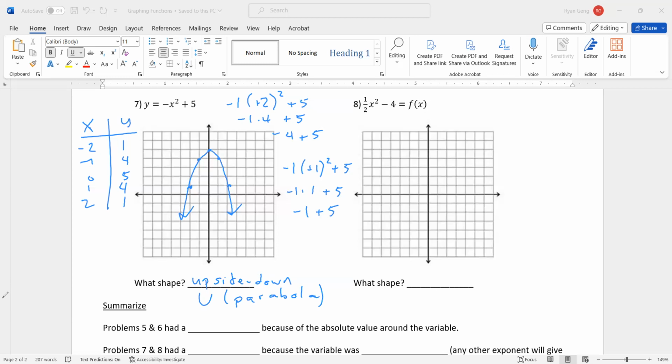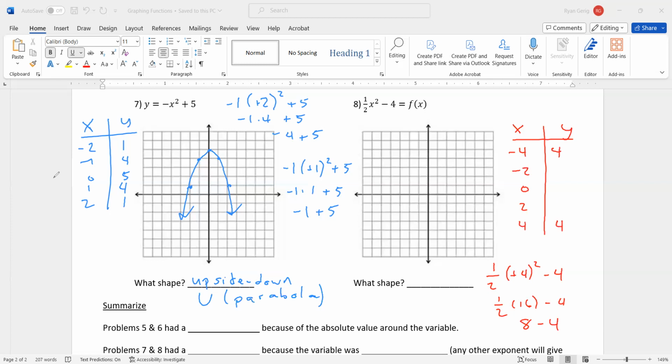Let's look at the last one. This one does have a fraction. It's also going to be U-shaped, but because of the fraction, I'm going to do these numbers. Okay, now we're going to do some work here. Negative 4 squared is 16. Positive. Half of 16 is 8. 8 minus 4 is 4. If I went and put 4 in, you would get the exact same thing.